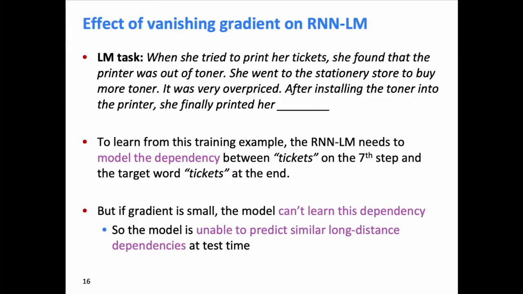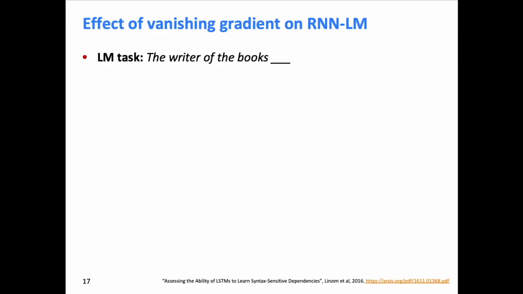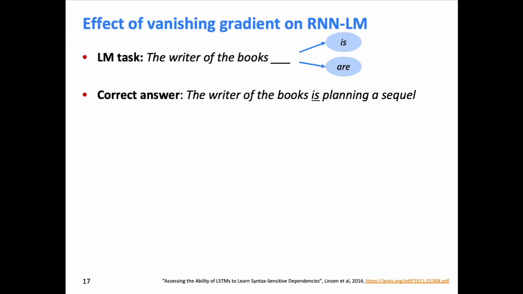Okay, here's another example. Here's a piece of text. This isn't a full sentence, just a partial sentence. It says, the writer of the books blank. I'm going to give you two options. It's either the writer of the books is, or the writer of the books are. So again, shout out, which one do you think it is or are? Is, that's right. A correct possible continuation of the sentence would be the writer of the books is planning a sequel. I can't think of a continuation that goes the writer of the books are that would be grammatically correct.